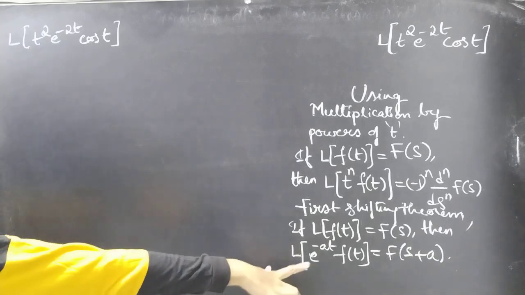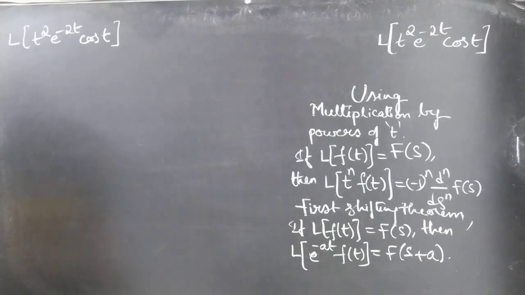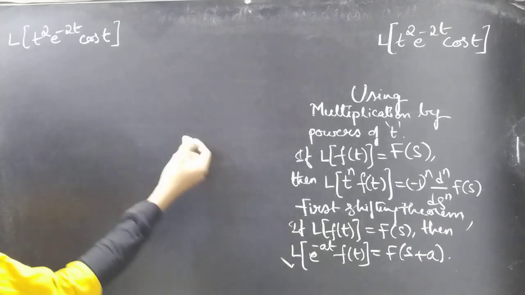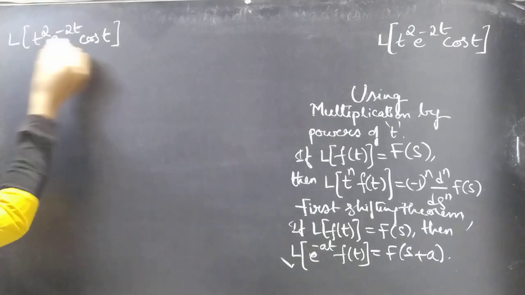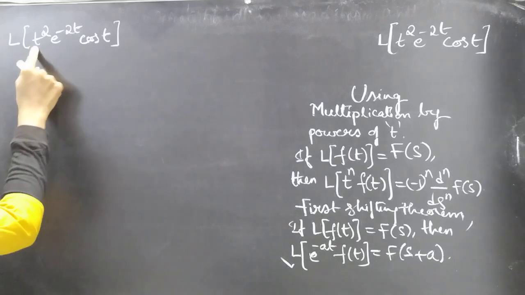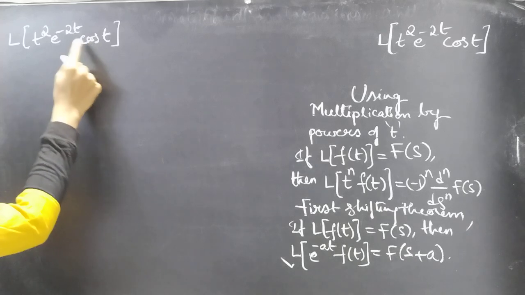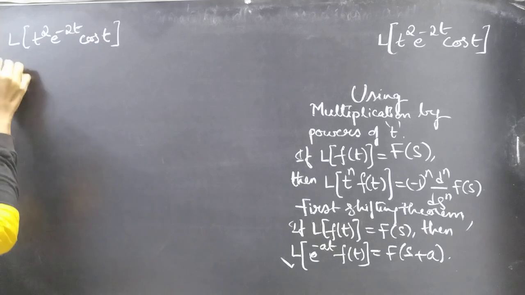Or just compare with e power minus at f of t. Okay, we are going to compare the given problem with L of e power minus at f of t. So here t square cos t will be our f of t, right? In order to find L of t square cos t, firstly we will begin with Laplace transform of cos t.